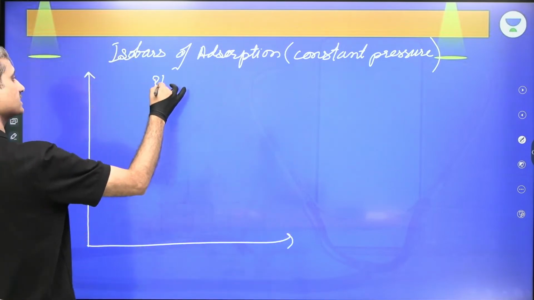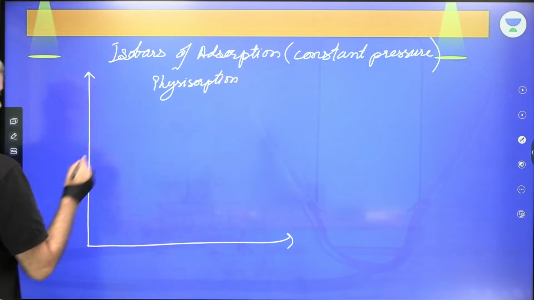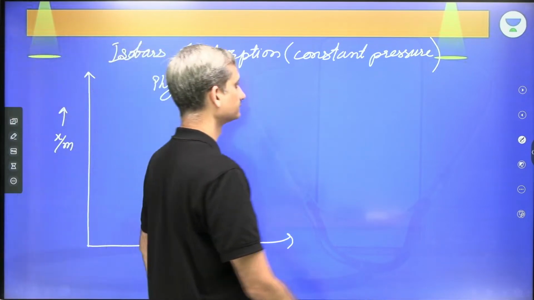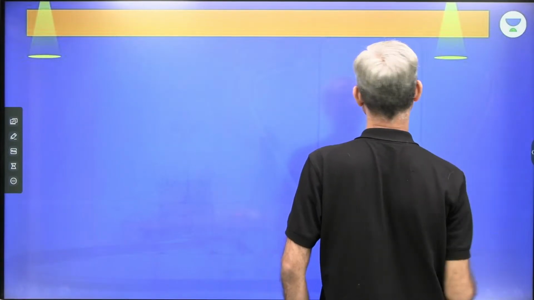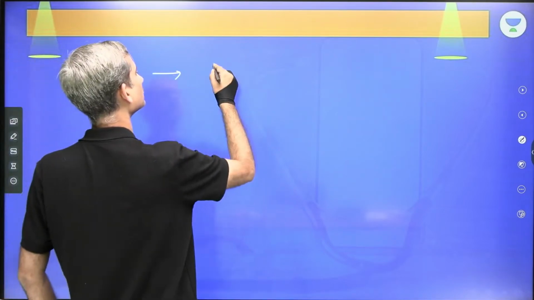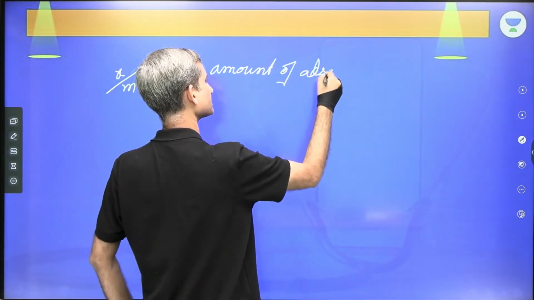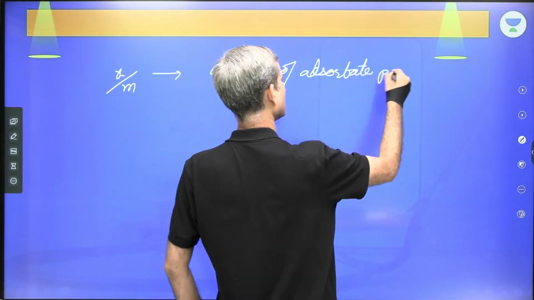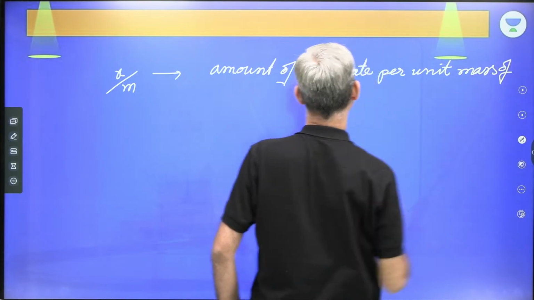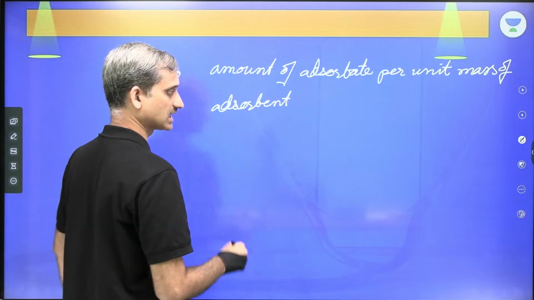To talk about physisorption, here we have x by m. Now what does x by m mean? X by m means amount of adsorbate per unit mass of adsorbent. So that's what we have as x by m.